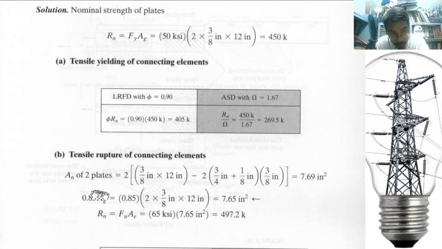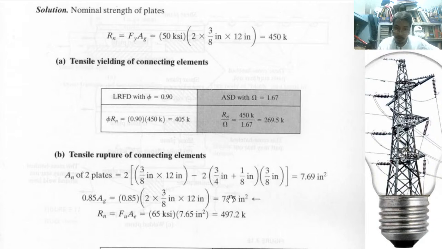So, finding the net area, 0.85 times gross area, therefore 7.65. Then compare this net area to this net area. They are almost the same, but which one is the lower? We choose the lower one, because we want to be safe enough, so we have to choose the lower value of area. So this is the lower one.